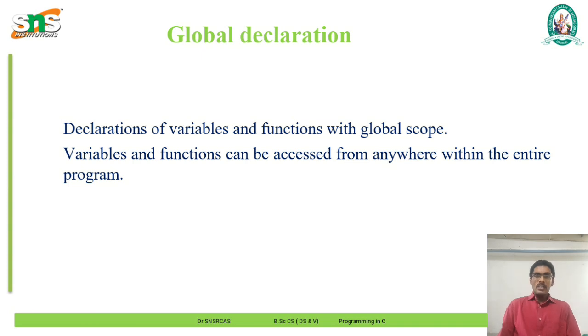In C, global declarations refer to the declaration of variables and functions that have global scope. Global scope means that these variables and functions can be accessed from anywhere within the entire program, including from within the functions.